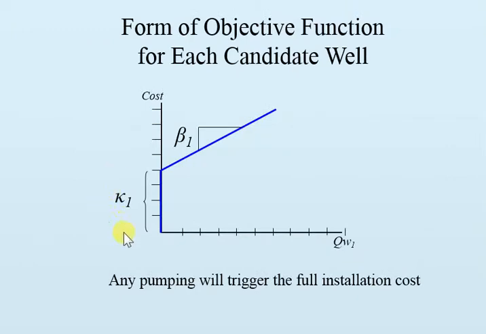We can visualize how this works with the objective function. Those terms are related to the first well, at least. If the flow rate is 0, the cost is 0. If the flow rate takes any non-zero value, the cost immediately jumps up by an amount equal to the installation cost for that well, and then the cost continues to increase in linear fashion in proportion to the cost coefficient on operation of that well.